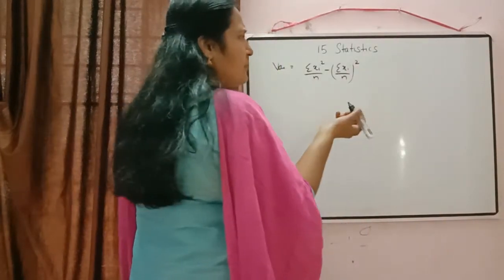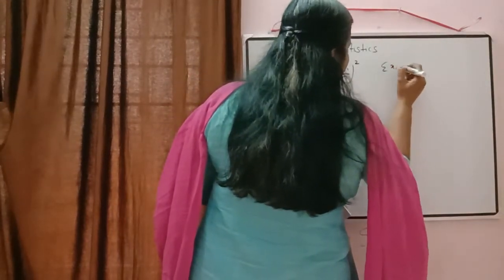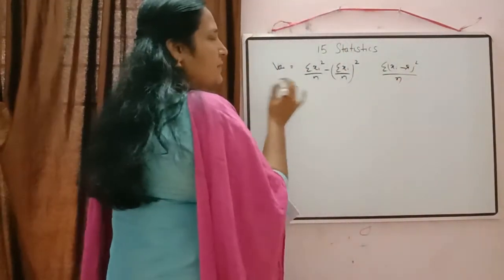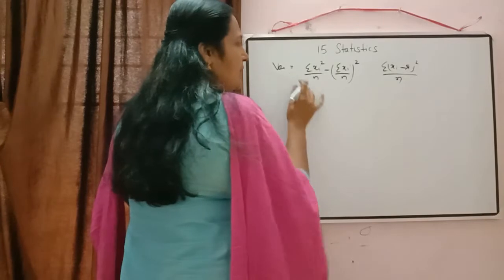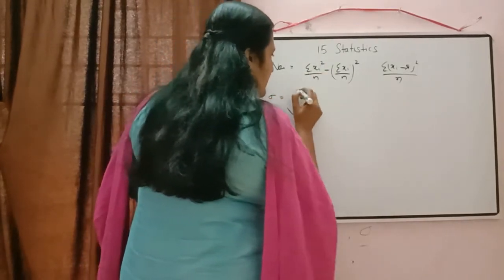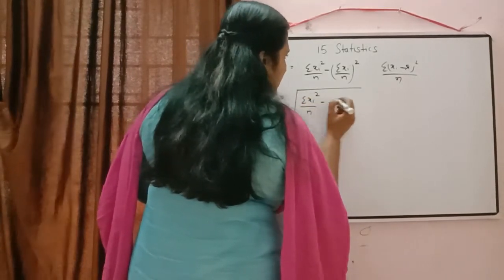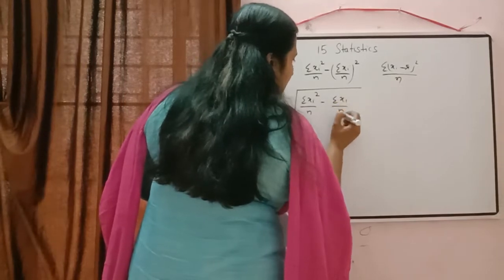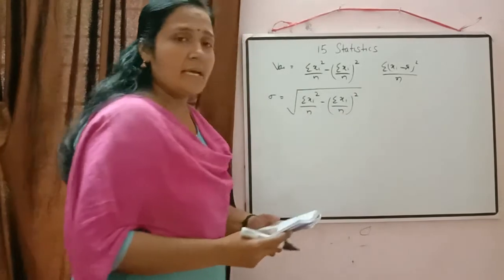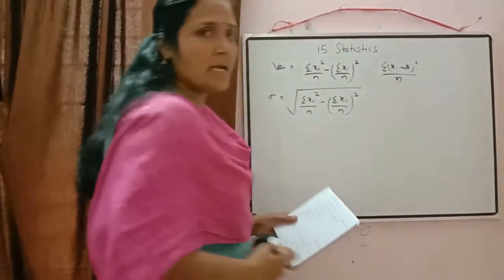And one more formula we wrote there, that is equal to sigma xi minus x bar the whole square by n. And after that, to calculate the standard deviation, we took the square root of the variance. So you can write standard deviation is equal to the square root of sigma xi square by n minus sigma xi by n the whole square. So I hope how to calculate standard deviation is clear to you.